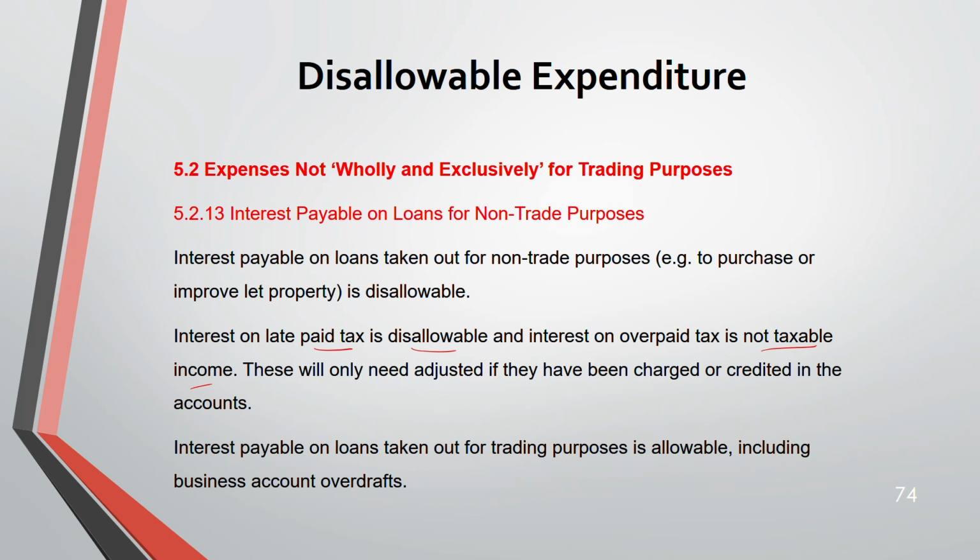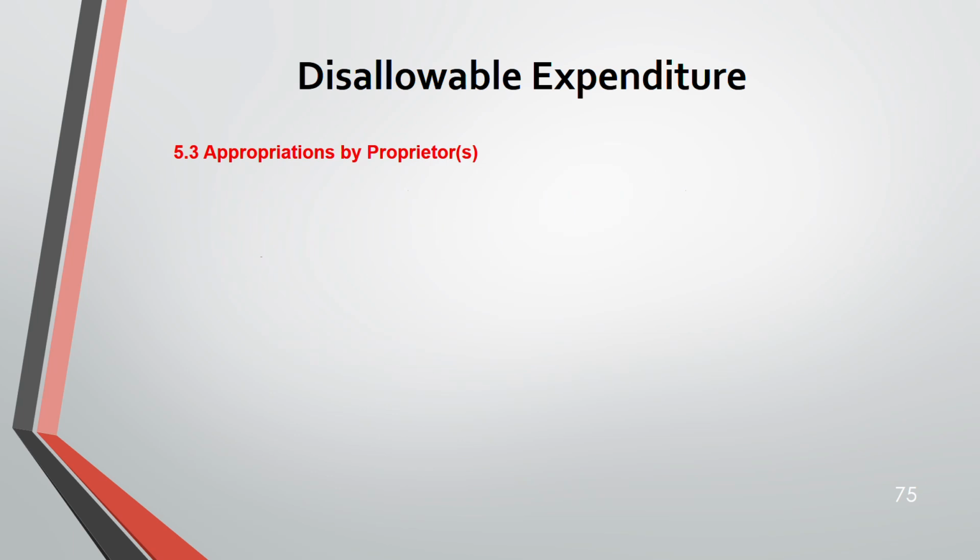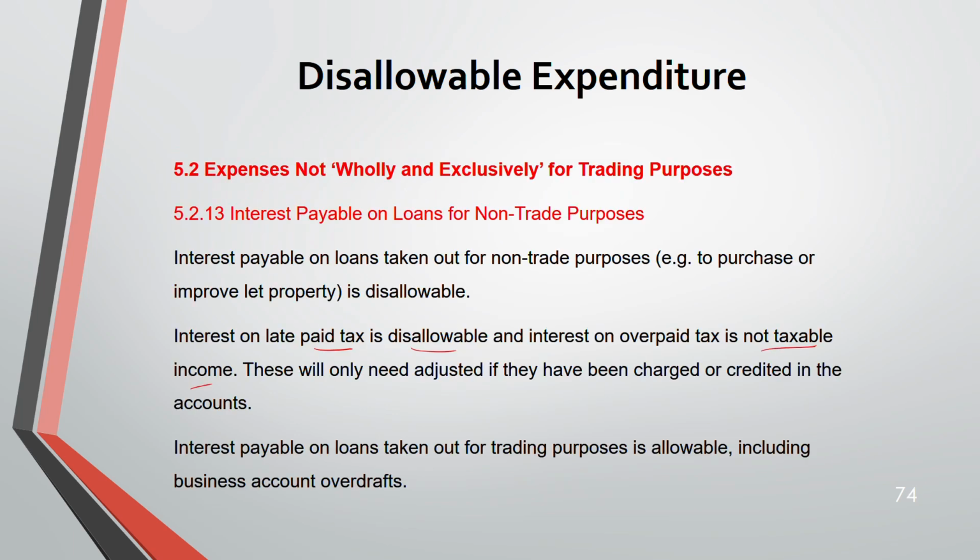Now, interest payable on a loan taken for trading purposes is allowable, including interest on a business account overdraft. So that's it for expenses incurred.